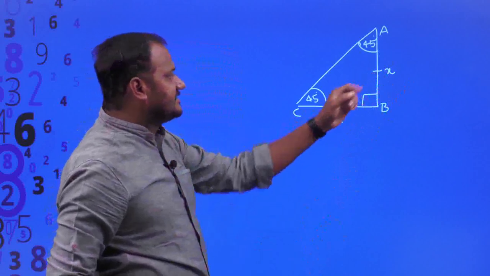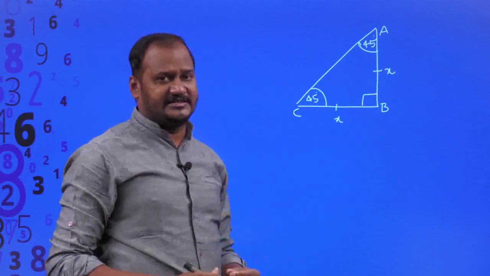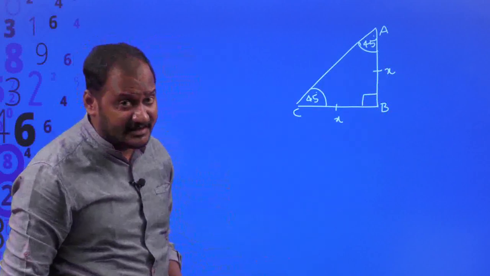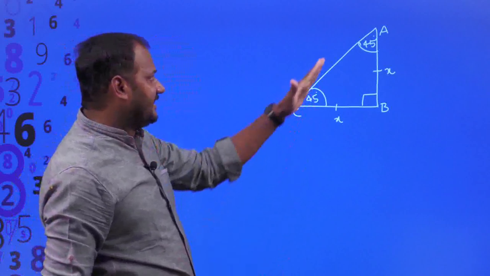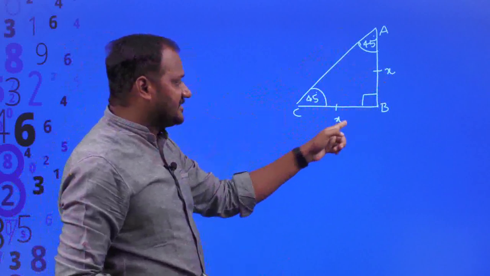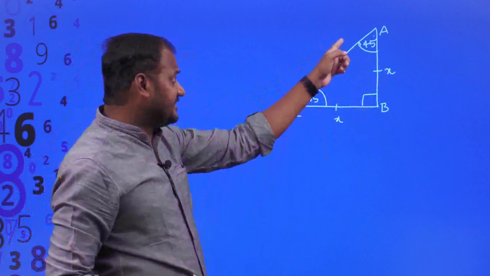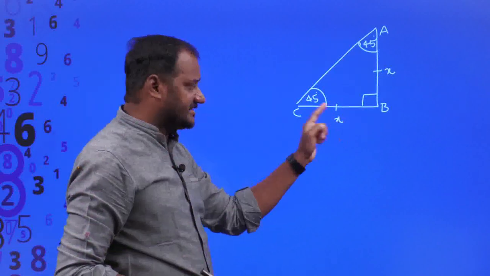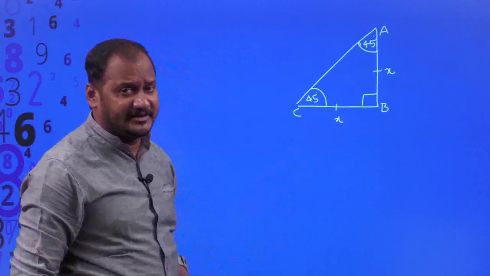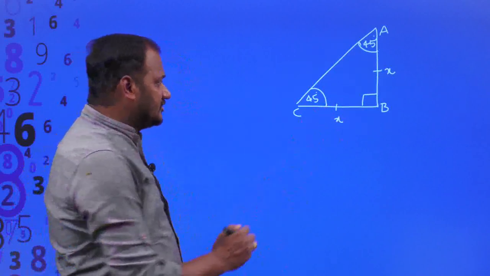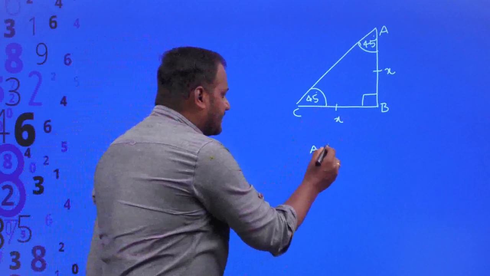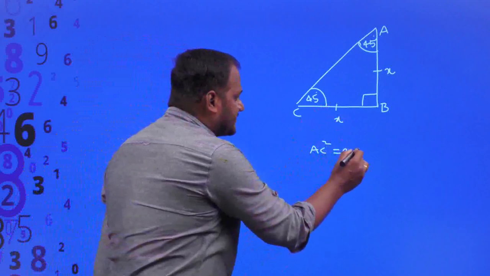If this is x and this is x, will you be able to identify what is AC? Yes, of course, by using Pythagoras theorem, right? Hypotenuse square equal to side square plus side square. So AC square equal to x square plus x square. What is x square plus x square? 2x square. So AC square is equal to 2x square.